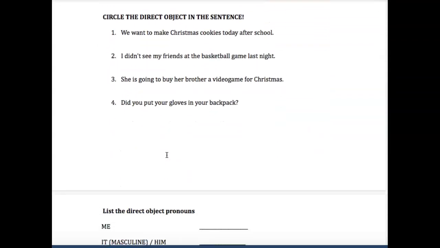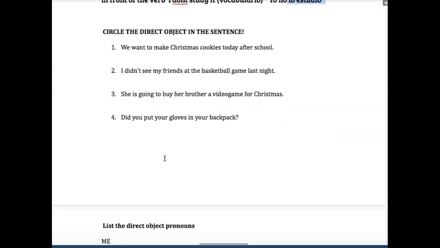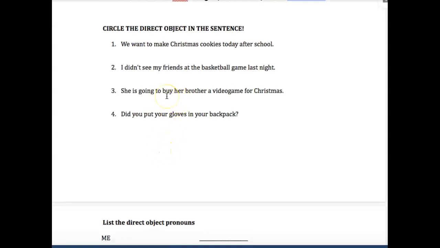Let's start by figuring out what the direct object in the sentence is, so that you can get a little practice finding the verb and asking what, who. So put me on pause right now and circle the direct object in the sentence. That's all you have to do. You don't have to do anything else. Just circle the direct object. Be careful. Okay, let's see how you did.